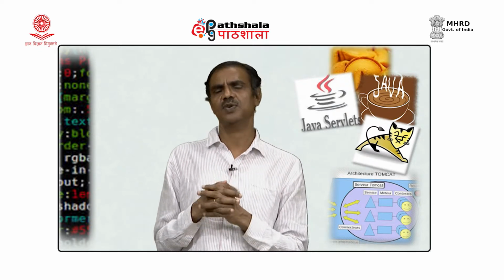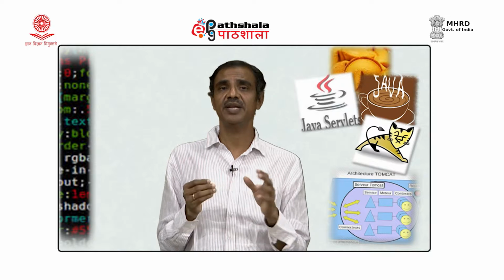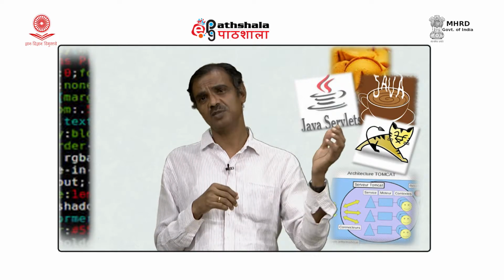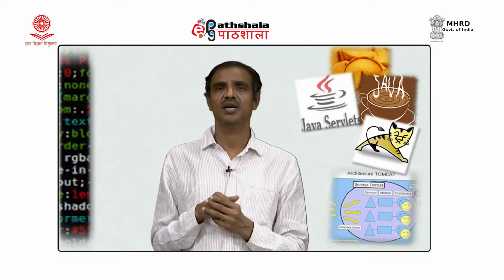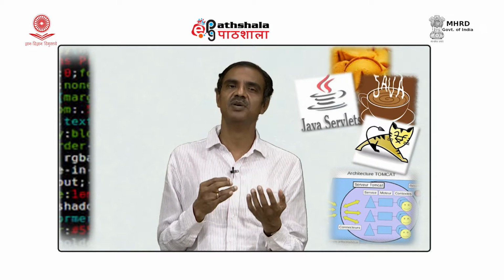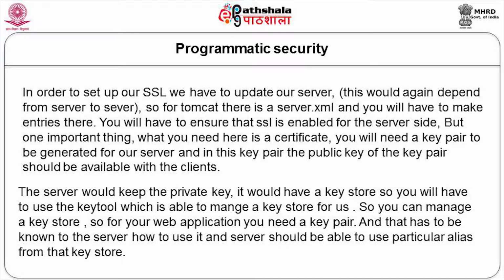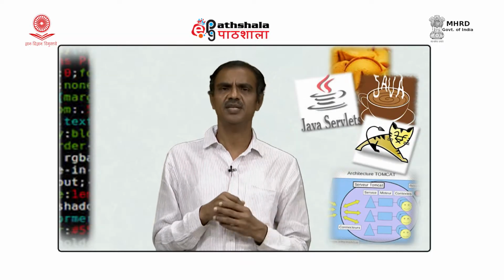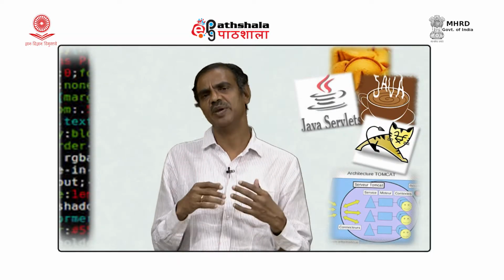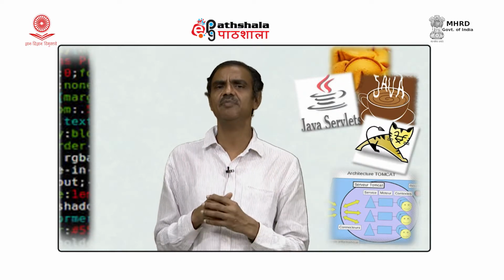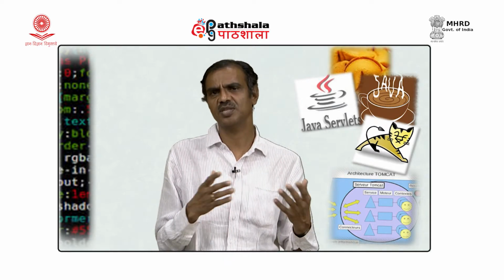Now, one more thing for our web security: the transport requirement, where we have transportation which is going to be confidential. If transport has to be confidential, we will have to set up our SSL, fine. In order to set up SSL, we will have to update the configuration on the server. Now, this would depend on the server. So, for Tomcat, there is a server.xml, and you will have to make entries there to say I need SSL. You will have to ensure that SSL is enabled for the server side.